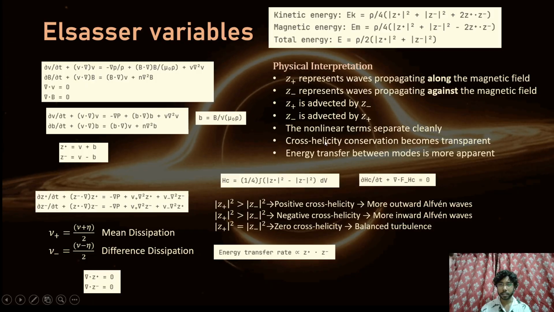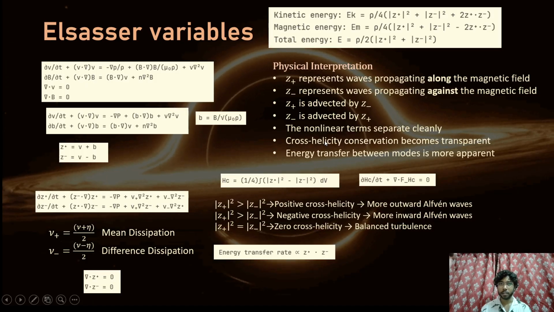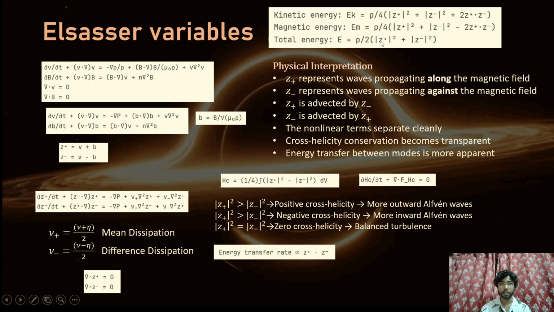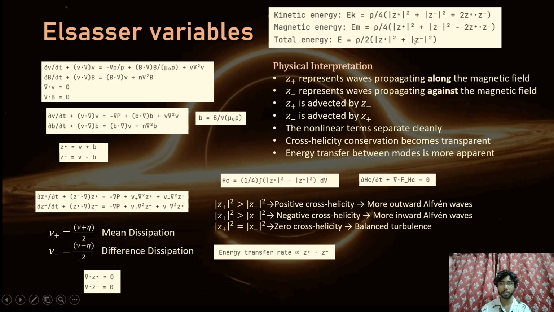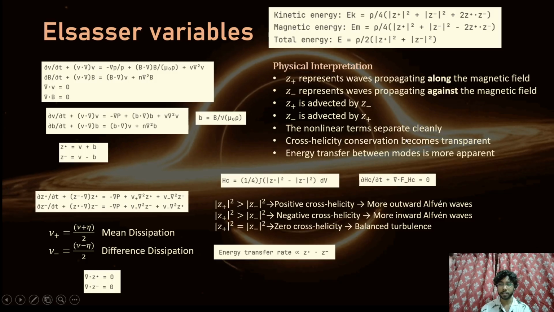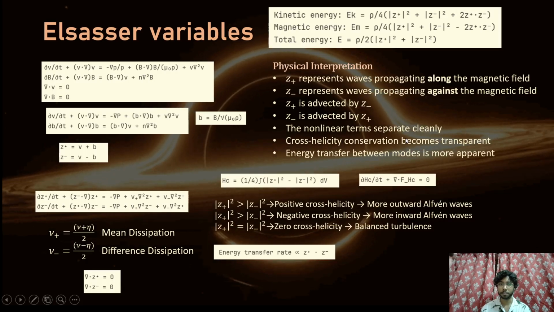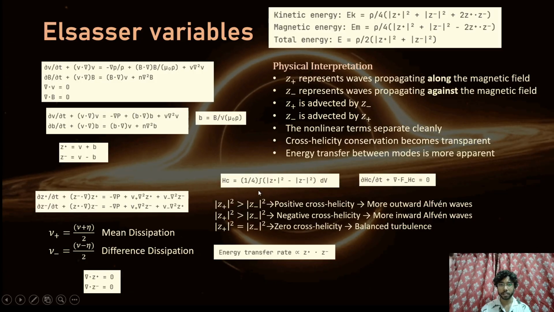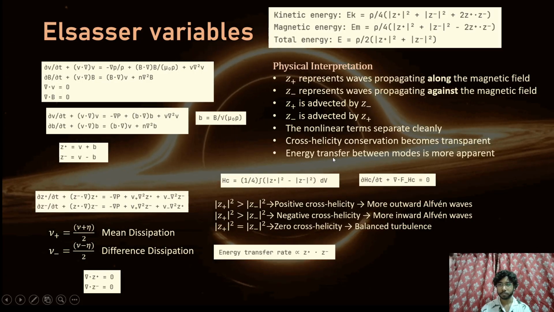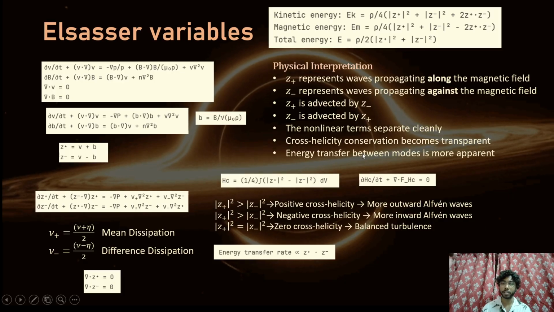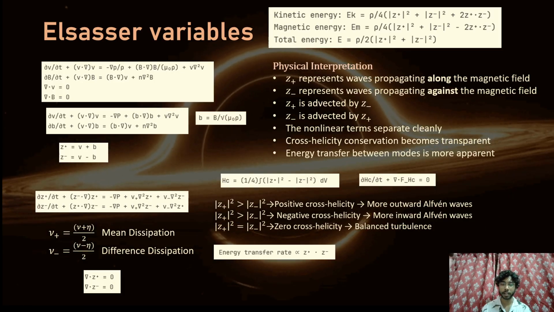Another thing is cross helicity. We already see that the total energy can be represented very cleanly as z plus squared and z minus squared, so cross helicity conservation becomes transparent from here. We'll come to what cross helicity means. And the last thing is that energy transfer between modes is more apparent.